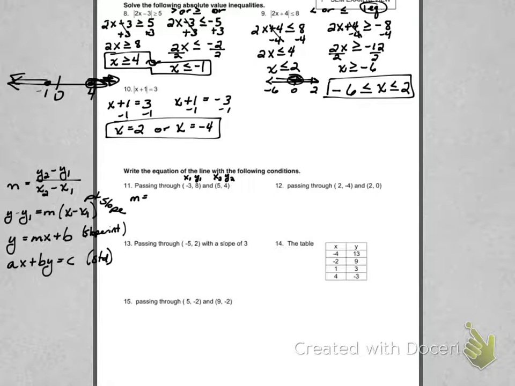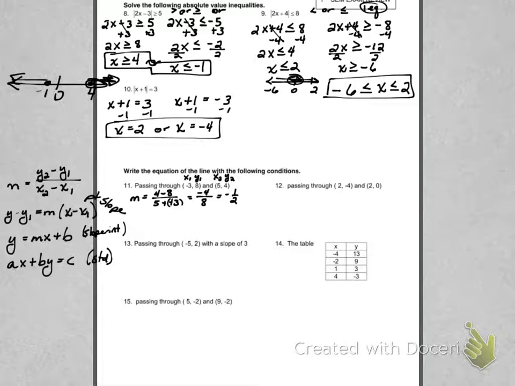So in this case we'll say 4 minus 8, because that's how we've labeled y2 and y1, over 5 minus a negative 3, which means I have negative 4 over, that becomes plus, 8, which is going to be negative 1/2.